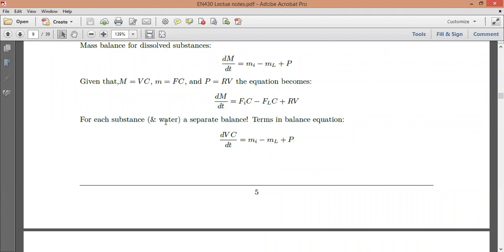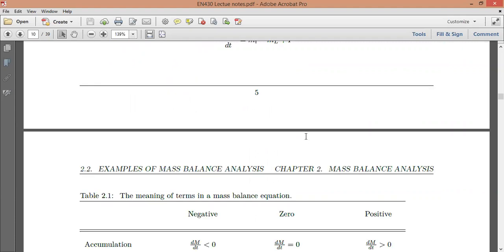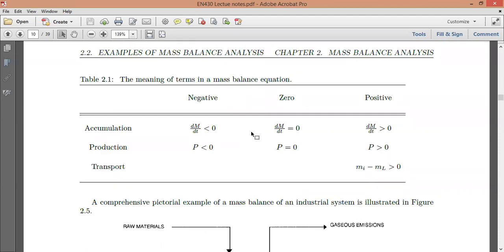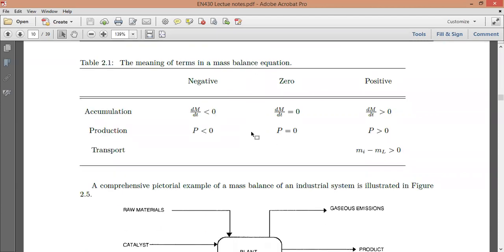So for each substance and water, a separate mass balance can be done. You can have one for water and one for millimole in our case, but the equation remains the same. This is when you're dealing with concentration. Now we look at the meaning of terms in a mass balance equation.